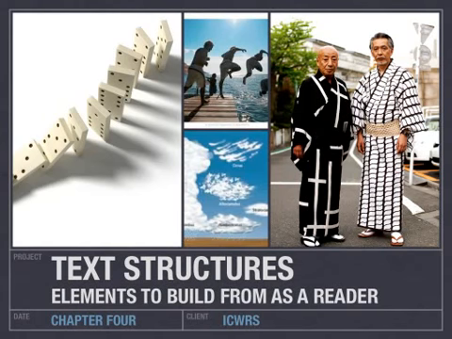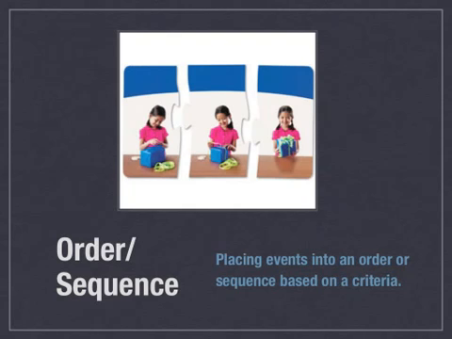We are once again looking at text structures, and we are going to concentrate on order and sequence. If you take a look at the picture here, it gives you an idea of what order or sequence means. It's essentially placing the events into an order or a sequence based on a criteria. Now the thing is, there are many different criteria, and we're going to outline the many different types of order or sequence text structures that there are. So this section is going to be a little bit longer than the others.